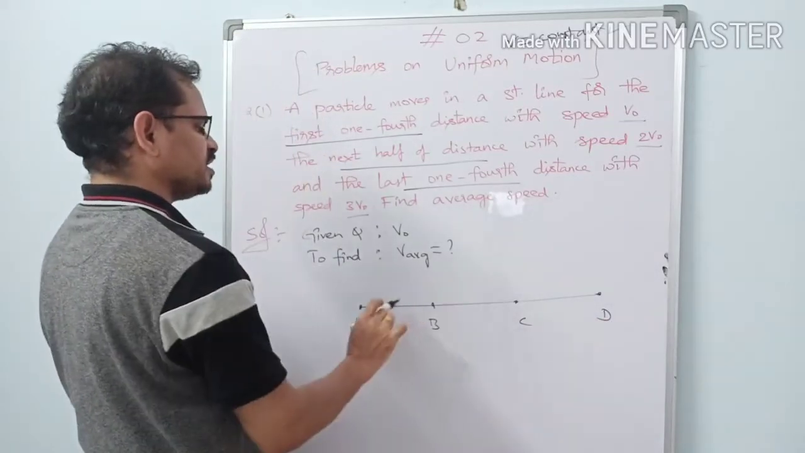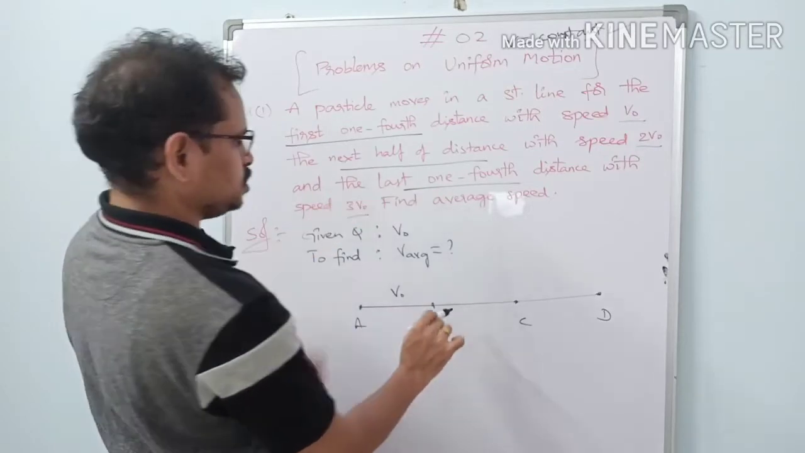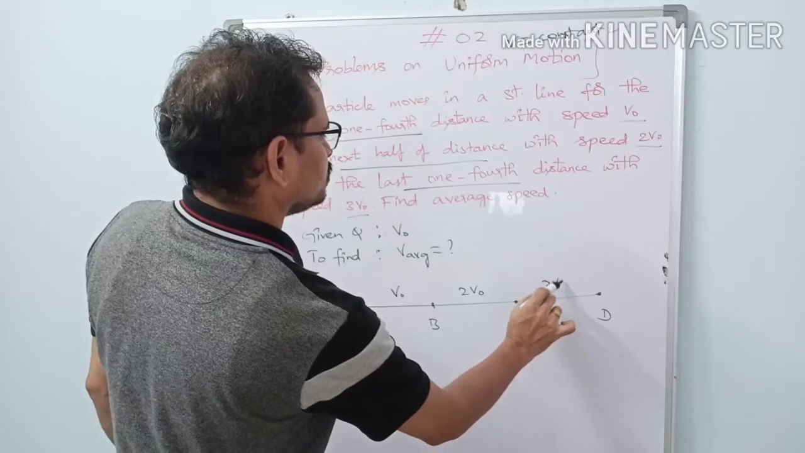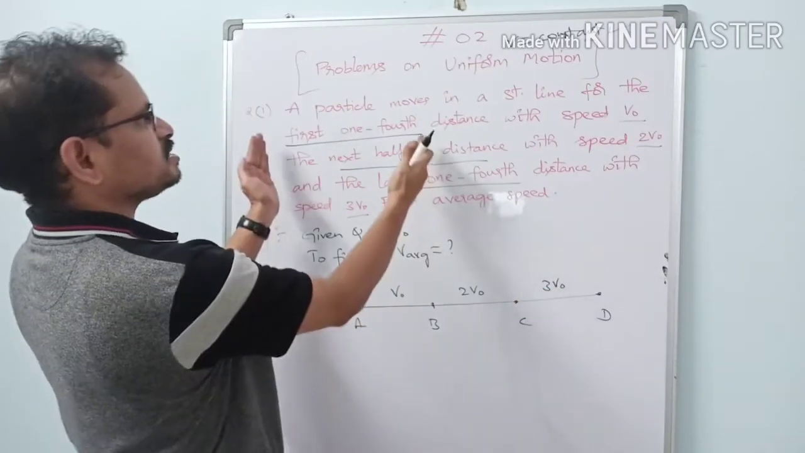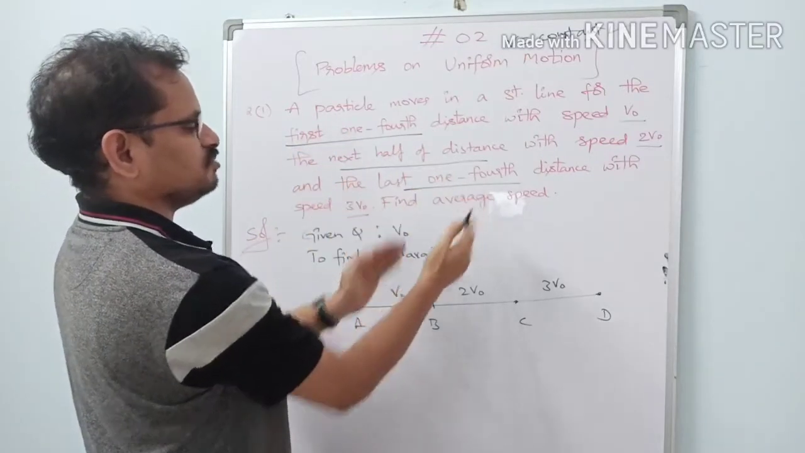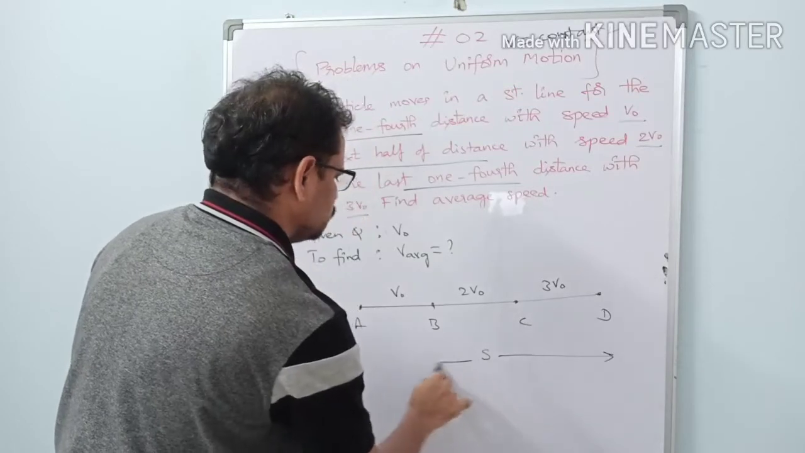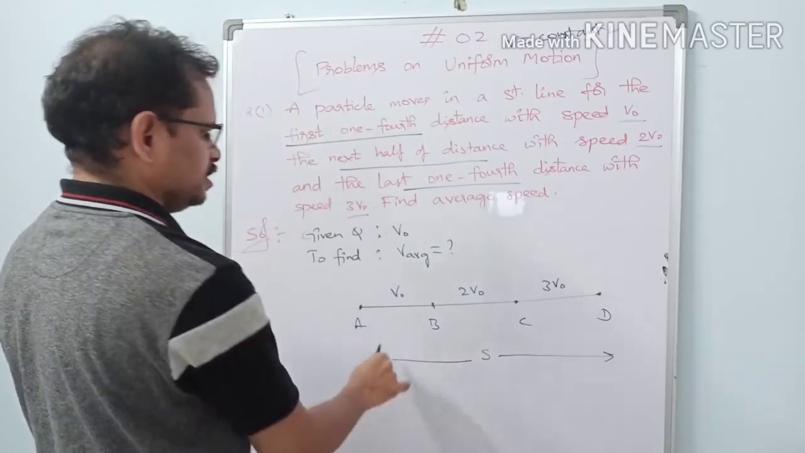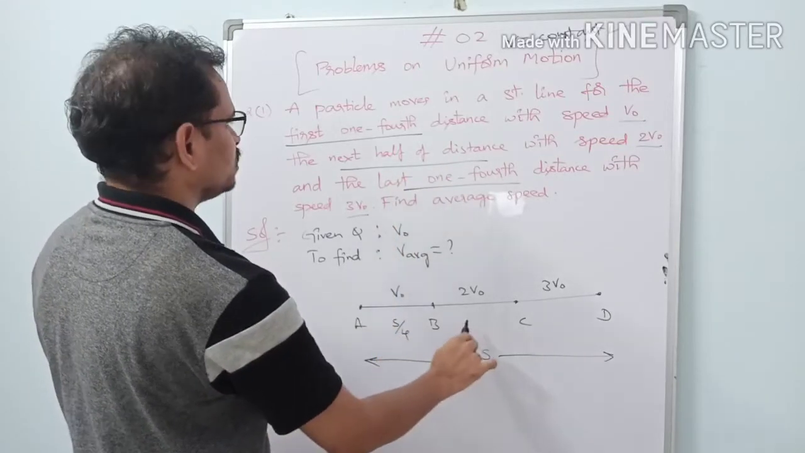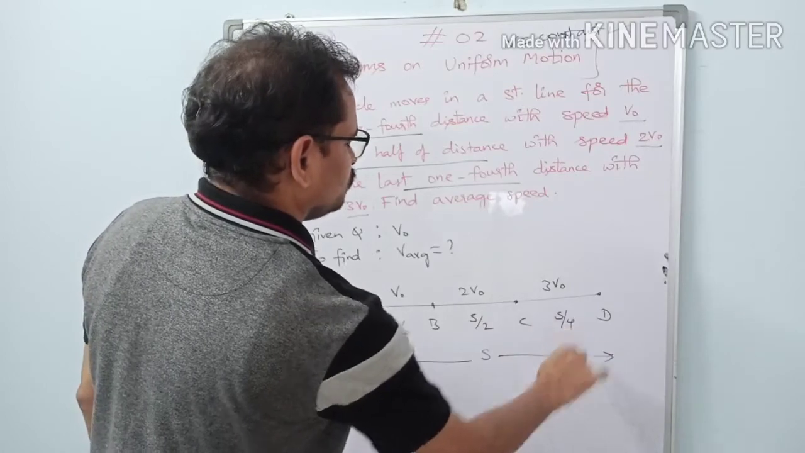So what is the information given here? First velocity is v0, second velocity is 2v0, third part of the journey has velocity 3v0. Here fractions are given in terms of distances: first 1/4 distance, half distance, last 1/4 distance. So take S as the total distance. Let us assume, so S is an assumed quantity here. So the first is S by 4, second is the next half, S by 2, and this was S by 4.